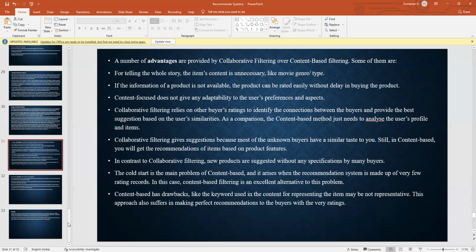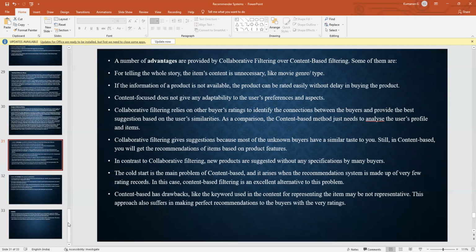If the information of a product is not available, the product can be rated easily without delay in buying the product. Content focus does not give any adaptability to the user preference and aspects. Collaborative filtering relies on other buyers' ratings to identify the connection between the buyers and provide the best suggestion based on user similarities. As a comparison, the content-based method just needs to analyze the user profile. Collaborative filtering gives suggestions because most of the unknown buyers have a similar taste to you. Still in content based, you will get the recommendation of items based on product features.